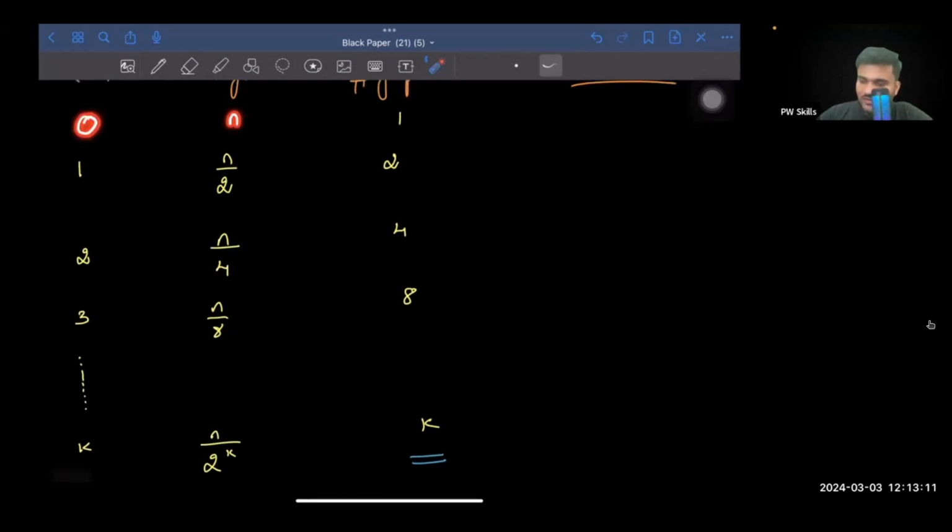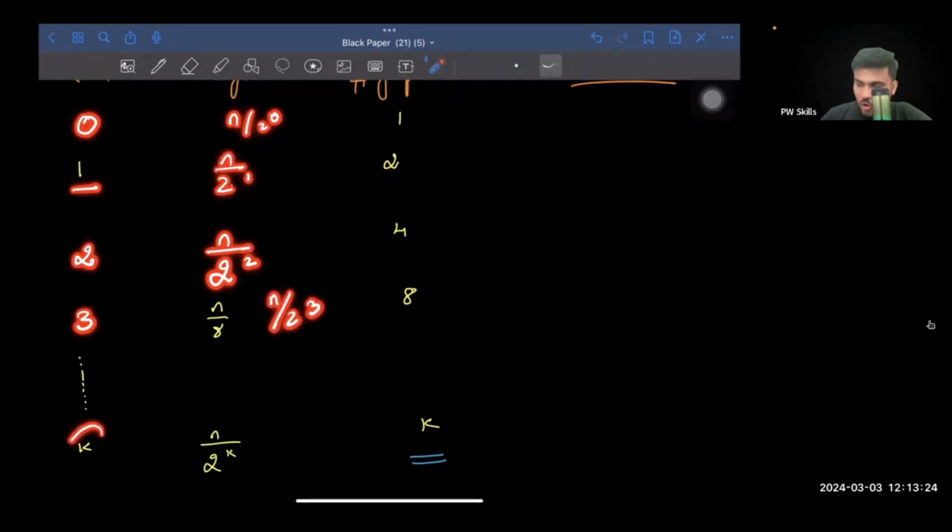On level 0 we have n by 2 raised to the power 0. On level 1 we have n by 2 raised to the power 1. On level 2 we have n by 2 raised to the power 2. On level 3 we have n by 2 raised to the power 3. So on some level k we will be having n by 2 raised to the power k. Can I say that?